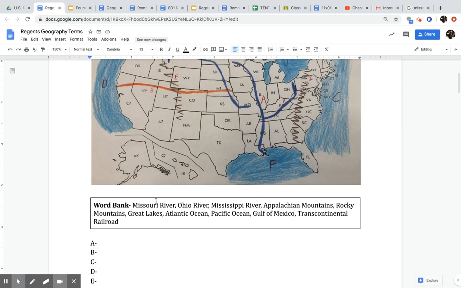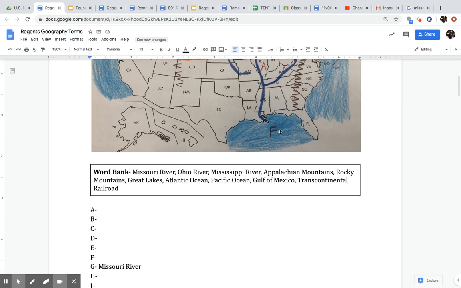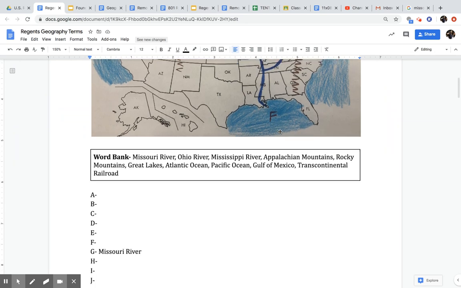Because when you have an idea of where these things are, it's going to help you understand what's going on better in American history class, okay, because these are natural boundaries, these are natural landforms. These don't change from 1619 to 2020. They don't change, okay, the start of American history to present day. All right, so you're going to do that first, okay?